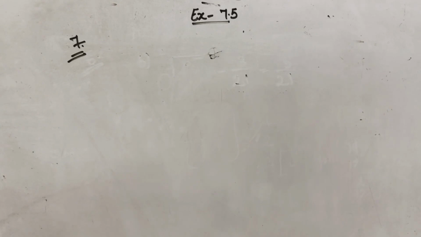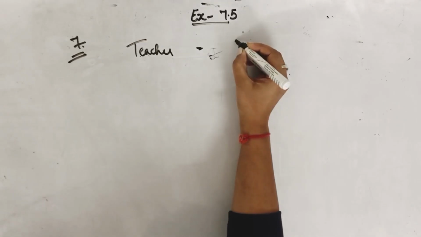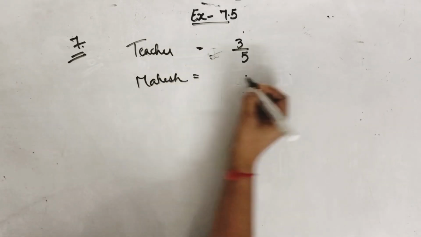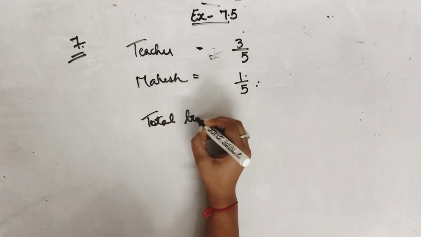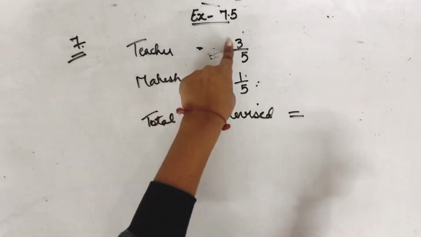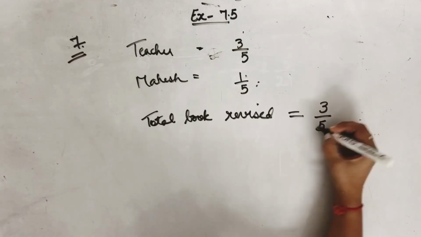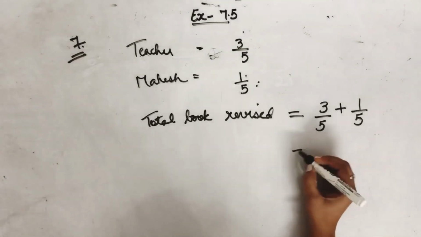7th question, the teacher taught 3/5 of the book. Mahesh revised 1/5 more on his own. How much does he still have to revise? Teacher taught 3/5 of the book and Mahesh himself did 1/5. Total book revised is equal to, teacher taught 3/5, Mahesh revised 1/5. It means total how much is it? 3/5 plus 1/5.